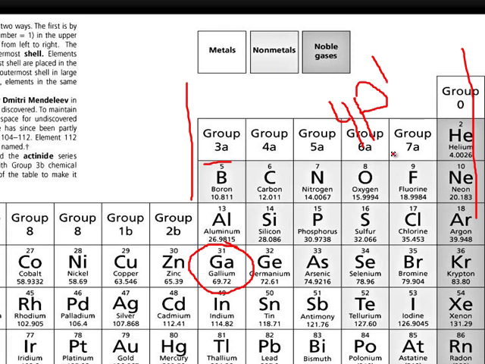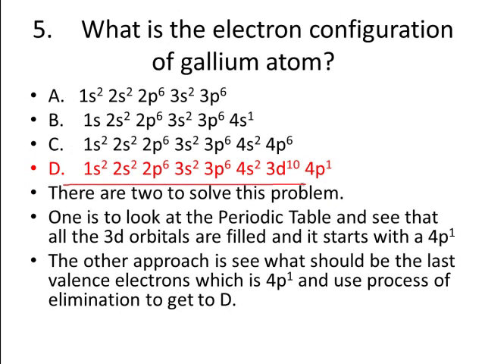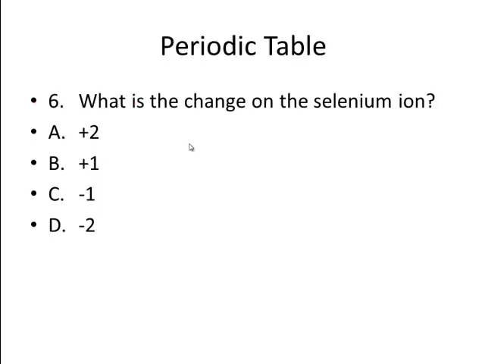So the first thing we want to do is go back to our answers and see, does anyone have a 4p1? And then we notice that it's D. It has a 4p1. No one else has a 4p1, so that's the answer. There are 2 ways to solve this problem. One is to use the periodic table and look at all the ones that have the filled d orbitals and choose the one that has that 4p1. The other approach is to see what the last valence electron should be, which is 4p1, and just use the process of elimination, saying these others are just not going to work out. They just don't have the right information.